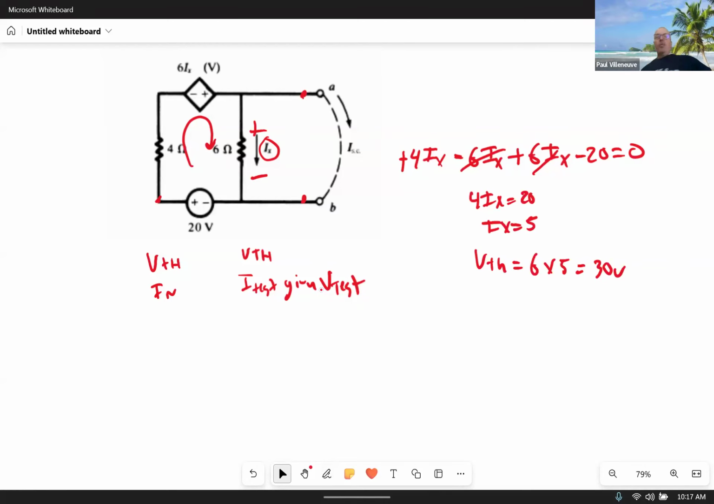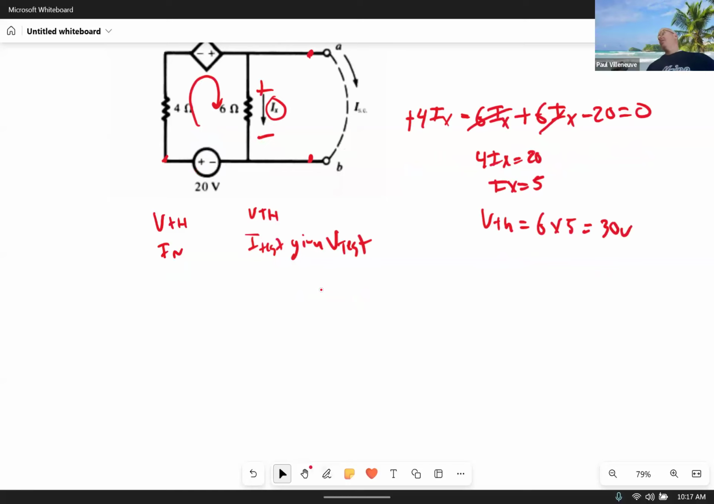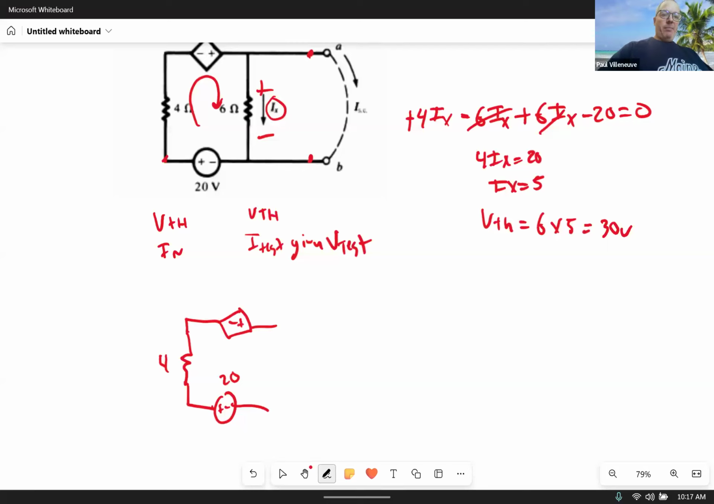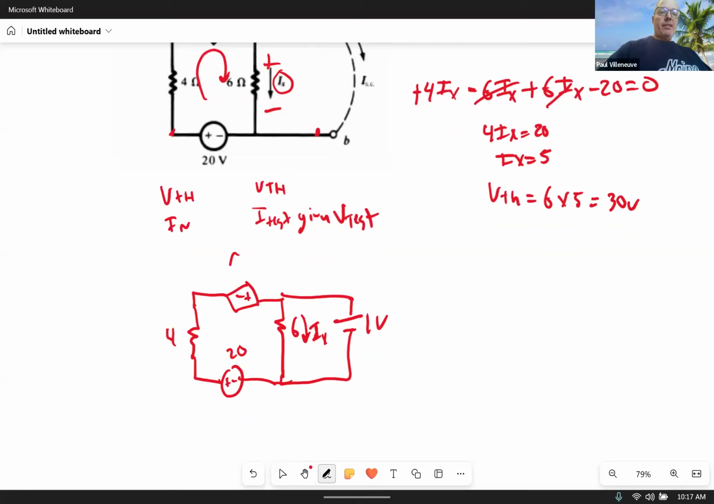Okay? Let's do the test one in this case. Let's actually do the test source and see what we end up with. So we have 4, 20, minus to plus 6, and then I'm going to put just a 1 volt source here. And that was 6IX.